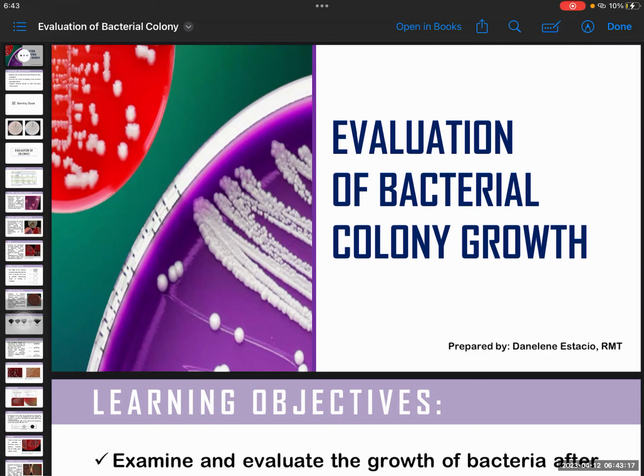Okay, so what is now the next step after we have successfully isolated or cultivated the organism? Of course, the next step is for us to evaluate the growth. Because again, one of our main goals is to identify the organism. All of the methods that we've been learning so far, except for the inoculation, are procedures that will give us clues as to the identity of the organism.